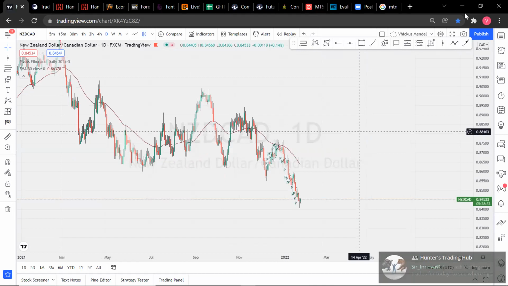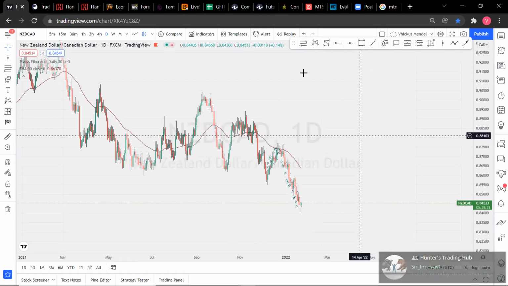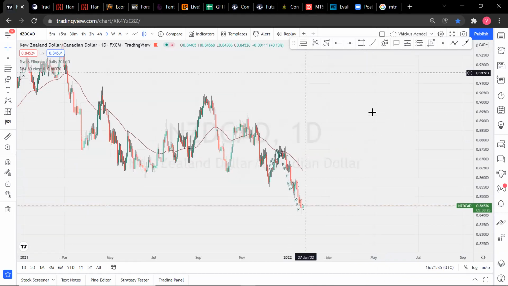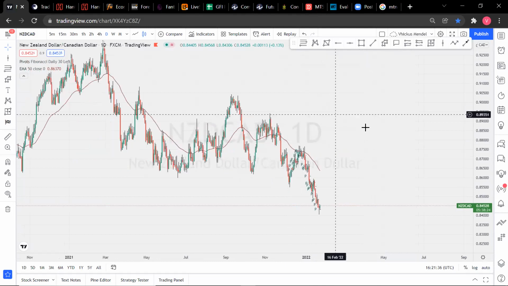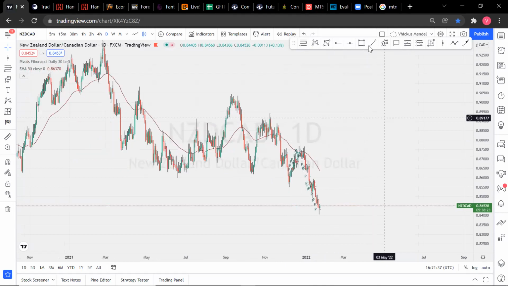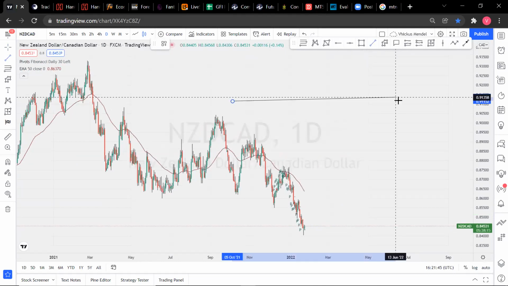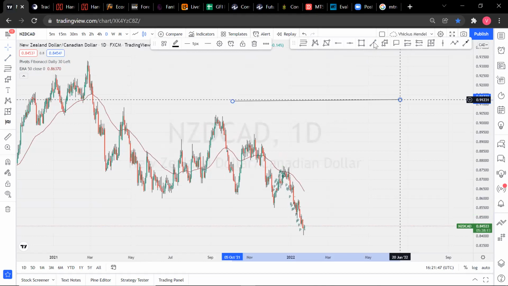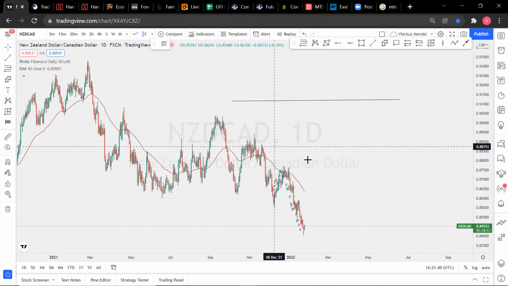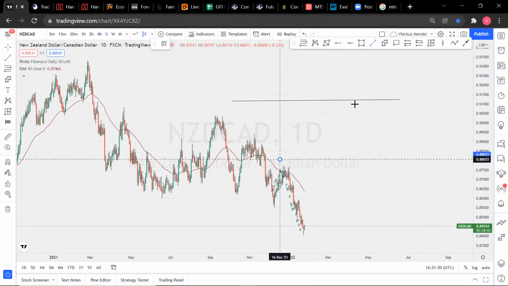Okay, so a trend line is a diagonal support and resistance. Like how we have our support and resistance like this. At the top rejection, you have resistance, and at the bottom rejection, we have support.